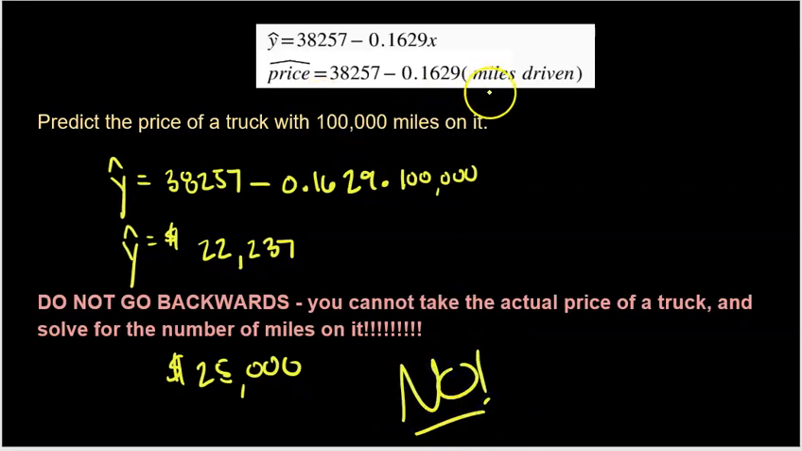This equation is literally built, and we're going to learn how to build it later, to do one thing and one thing only. You plug in the miles on a used truck, and it tells you the predicted price. It cannot work backwards. Basically, it comes down to the idea that $25,000 was an actual price. If you found that labeled on a truck, that's an actual price. You cannot plug an actual price in for a spot that is reserved for a predicted price.